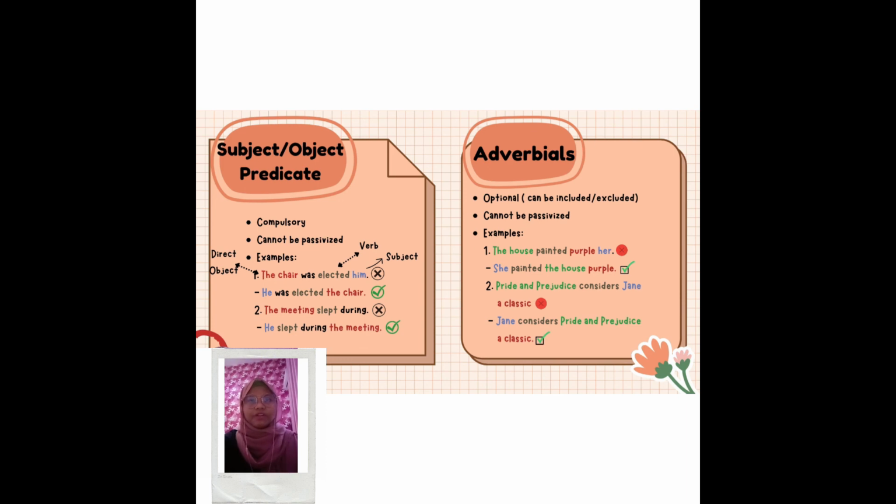Next, we move on to adverbials. This one is optional, which means it can be included or excluded. It is not mandatory, as without it, it can still form a perfect sentence. But it cannot be passivized. For example, the house painted purple her. This sentence literally does not make any sense. The correct sequence would be she painted the house purple.